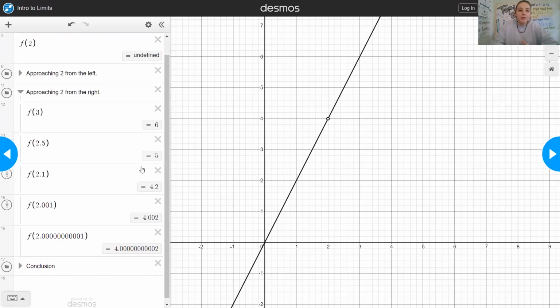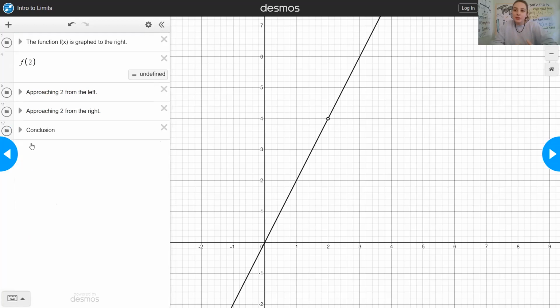If I were to approach from the right side, coming from this direction and getting closer to x equals 2, I plugged in a couple values so you could see numerically what's going on here. f of 3 is 6, f of 2.5 is 5, f of 2.1 is 4.2, f of 2.001 is 4.002, and f of 2.000000001 is 4.000000002. So as we're getting closer and closer to 2 from the right side, we can see that our y values are also getting closer and closer to 4.